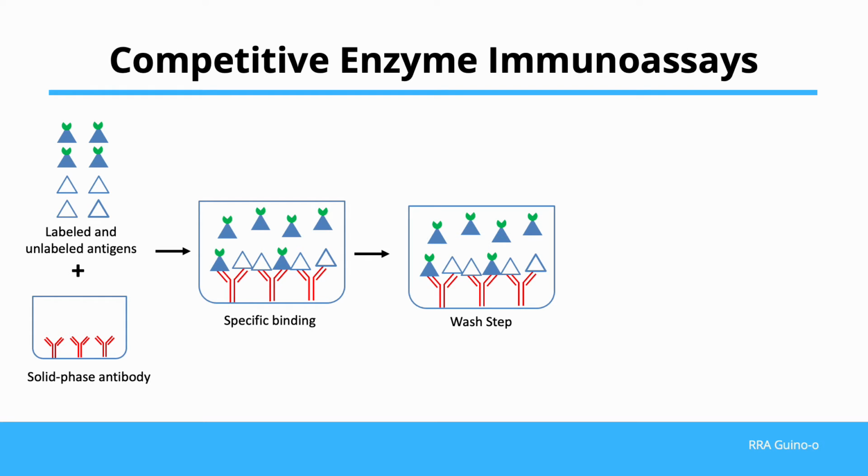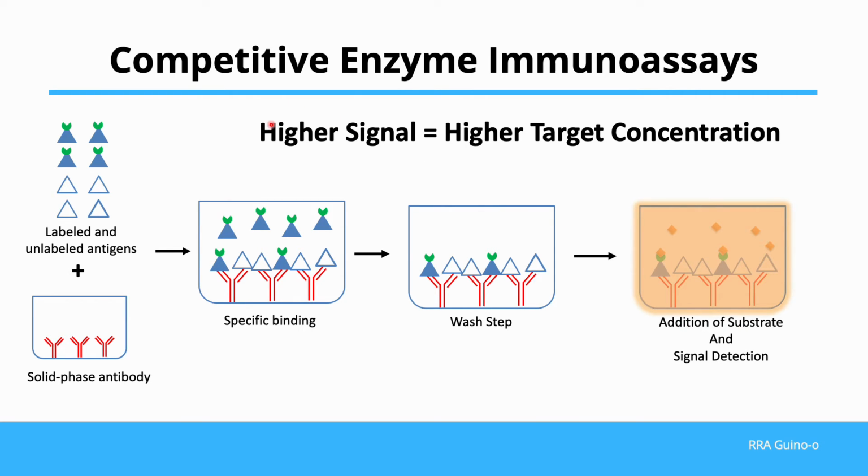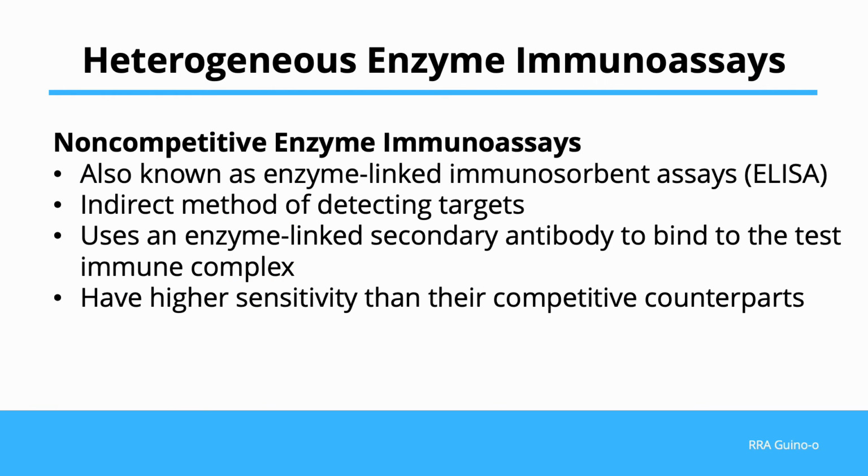We also have a washing step, which washes out the unbound antigens. After, we add the substrate. The substrate then reacts with our enzyme and produces our signal. So we detect this signal, and this tells us how much target is in the solution. The higher the signal we detect, the higher the target concentration. This means that the relationship between the two is directly proportional.